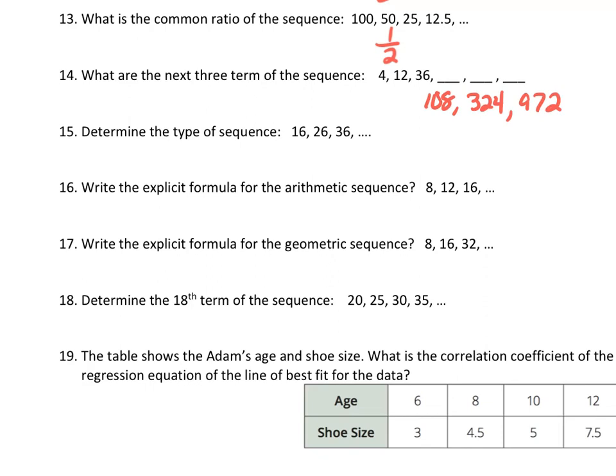Number 15, determine the type of sequence. So we need to figure out, are they adding every time or are they multiplying every time? To go from 16 to 26, it looked like they added 10, and they also added 10 again. So on this problem, they are adding every time, which would make this one an arithmetic sequence.